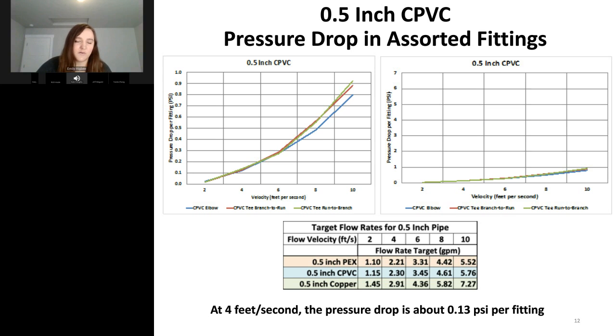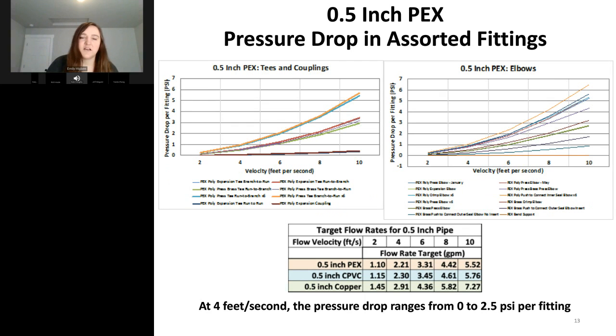Now going into PEX. So on the left graph here, we have tees and couplings, and on the right, we have elbows. So looking again at 4 feet per second, that corresponds to 2.2 gallons per minute. Looking at that on the graphs with elbows on the graph to the right, it ranges from 0 to 2.5 PSI per fitting. And there is a very large range in what we've been seeing as well. And if you look closely, that line at the bottom is the bend support.